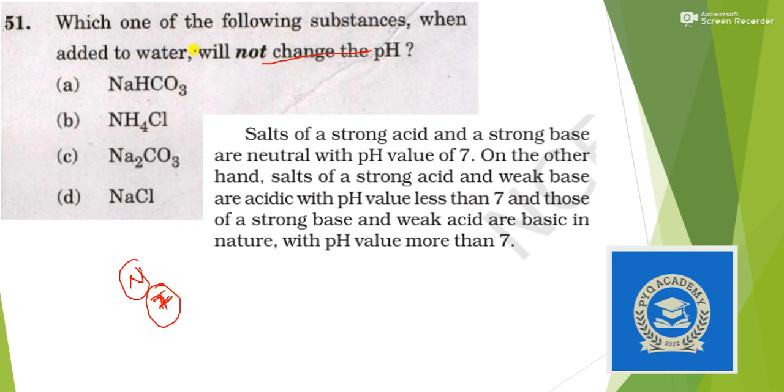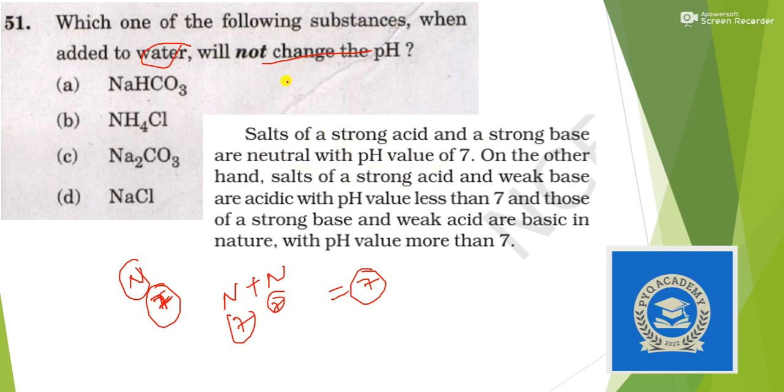Okay, and water is also neutral. That means if we add two neutral substances, both having around pH 7, then overall the pH will be 7. Now read what is given in the NCERT. Salts of strong acid and strong base are neutral with pH value 7.